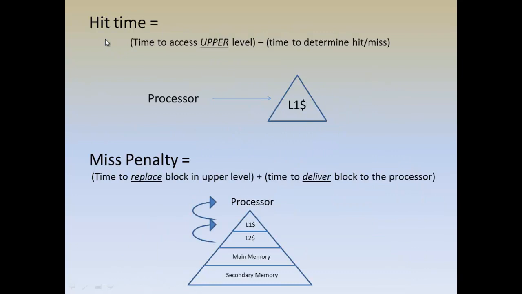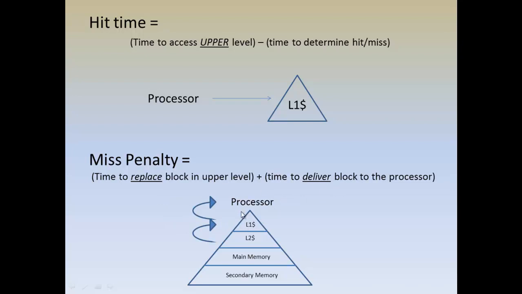Another way to measure efficiency is to calculate the hit time. This is the time that it takes for the processor to access this upper level of our data hierarchy, plus the time for the processor to determine whether or not the data in this L1 cache is the correct data that we need to use. Just as important as the hit time is the miss penalty. The miss penalty is the time that it takes to replace a block in the upper level, plus the time to deliver the block to the processor.